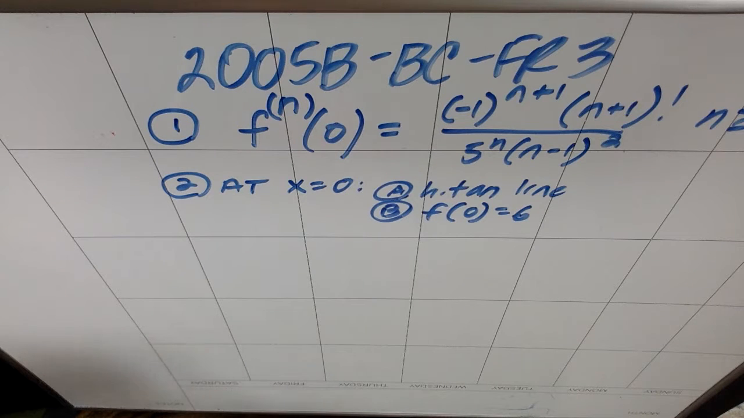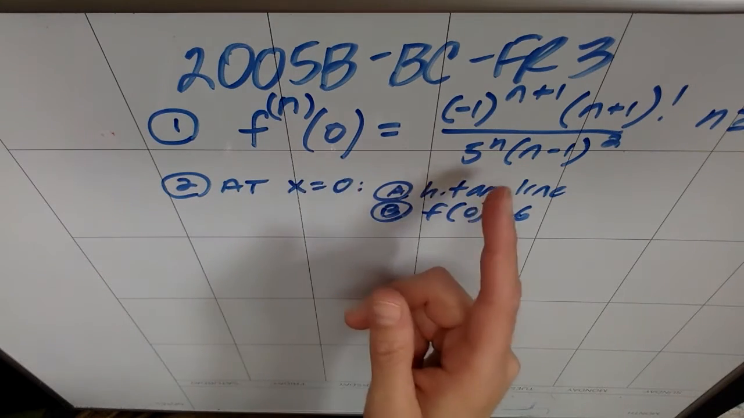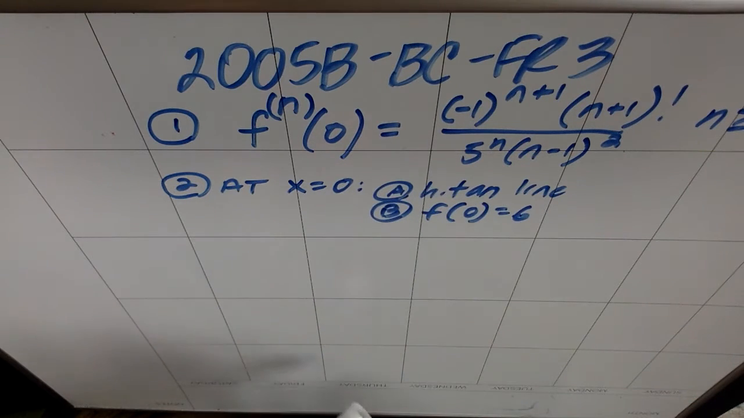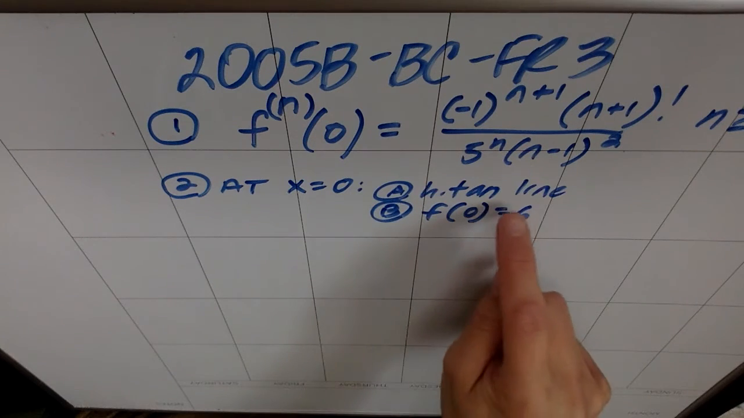So the Taylor series about x equals 0 for a certain function f converges to f of x for all x in the interval of convergence. The nth derivative of f at x equals 0 is given by, and then we have this whole monstrous mess that you can read on your own. Cool. We're also given that the graph of f has a horizontal tangent line at x equals 0.